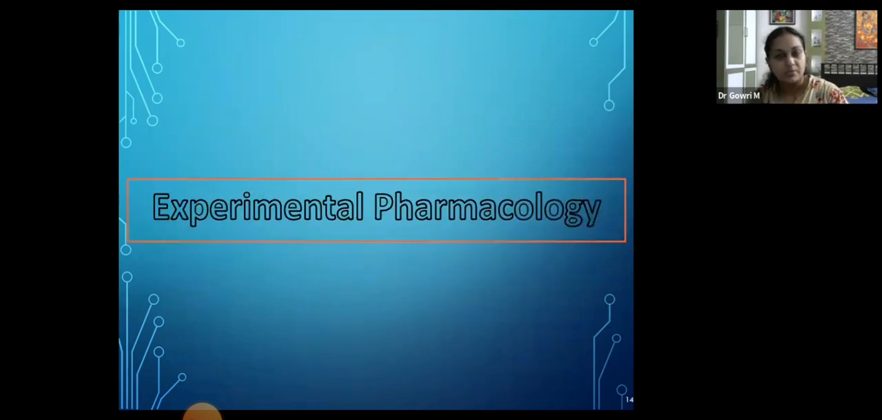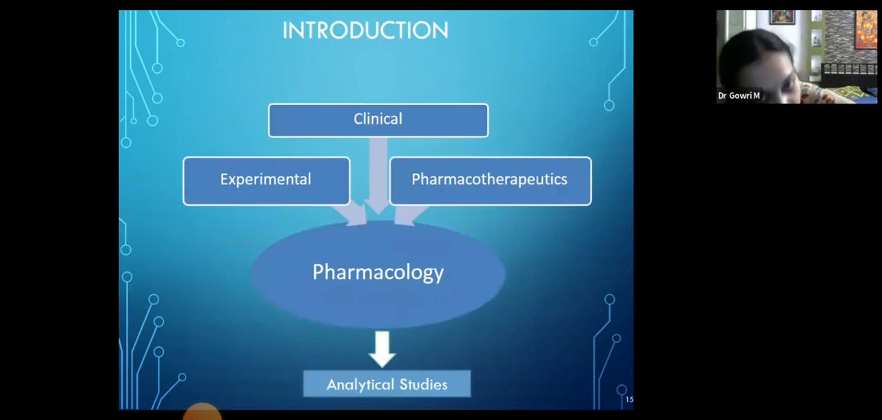So these are the three types of preclinical trials or preclinical studies. Now we'll move on to experimental pharmacology. From preclinical trials, we have seen that around 20 or 50 drugs are good for the particular activity that we are going to research. So the next phase is that we have to go on to experimental pharmacology. So how do you do experimental pharmacology? Analytical studies will be there, and also clinical, experimental, and pharmacotherapeutic pharmacology will be there. These are the subdivisions of pharmacology.